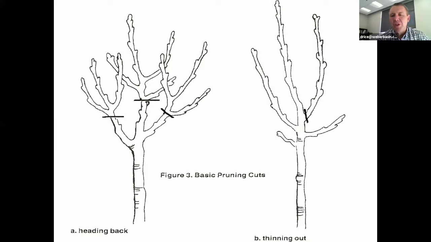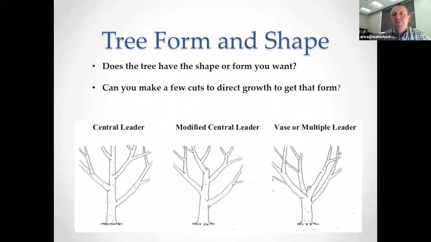So to shape a tree, to structure a tree, do a thinning cut. Take it all the way back down to that main branch or whatever next branch, and cut a nice clean cut, and that will eliminate that branch. And so you can shape and direct a tree through mostly thinning cuts to get the direction you want it to go. Here are some tree forms.